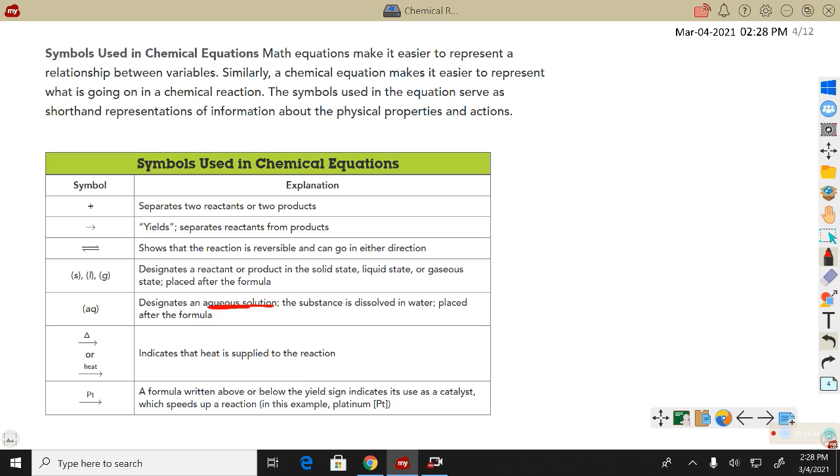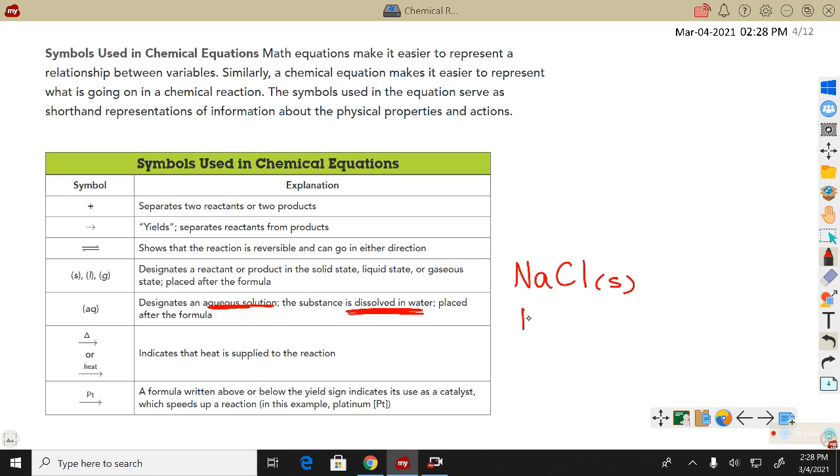It means that something is dissolved in water. And so, for example, we could have something like NaCl solid. And if I saw that as part of a chemical equation, I would assume that somebody just went and got some solid salt. And they're going to mix that solid salt with something else.